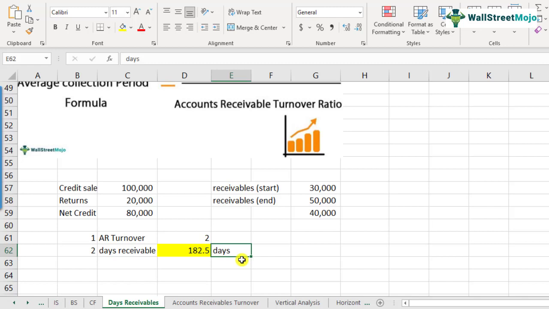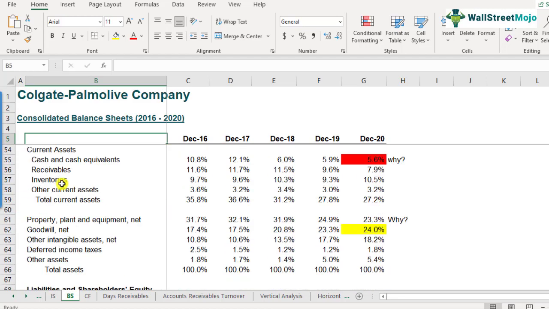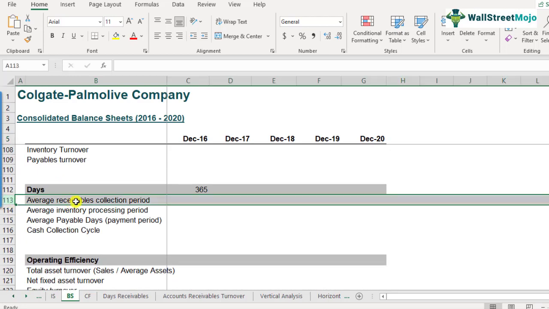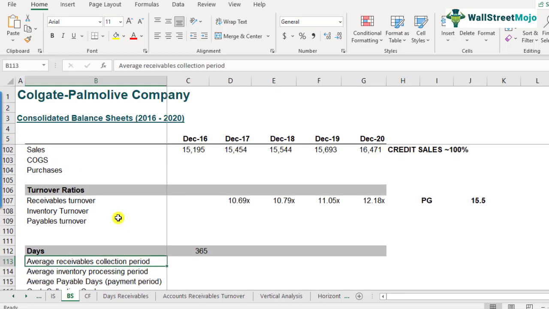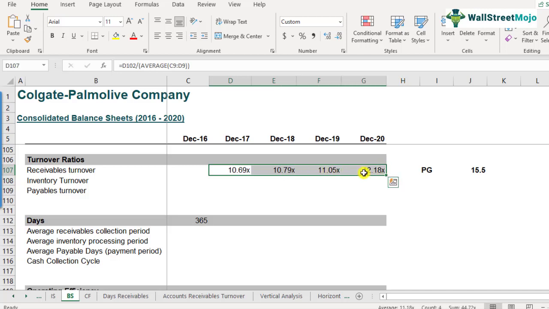All right, so having understood how to calculate the days receivables, let us now look at how it can be done in the case of Colgate. So here is Colgate's balance sheet and it has the past 5 years data. And I want you to actually scroll down and reach row number 113. And if you remember from our previous video, we have already done step one, that is calculation of receivables turnover ratio. And it was like 10.69 for December 2017. And it was slightly improving and went to 12.18.